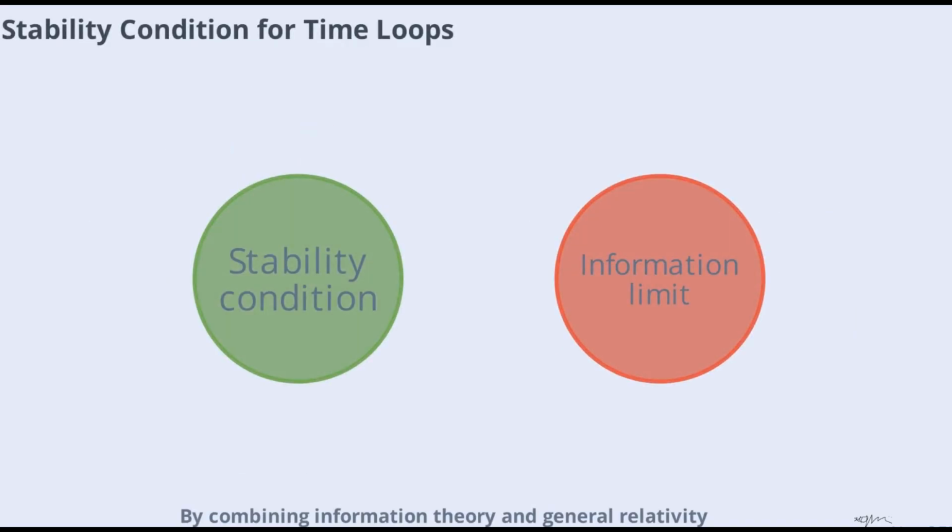Combining information theory and general relativity, we can derive a stability condition for repeated time loops. The number of sustainable loops is limited by both the information storage capacity and the available energy for erasure. Once either threshold is crossed, the time machine becomes physically untenable. This mathematical result shows that perpetual time travel is impossible. After a finite number of loops, the system breaks down.